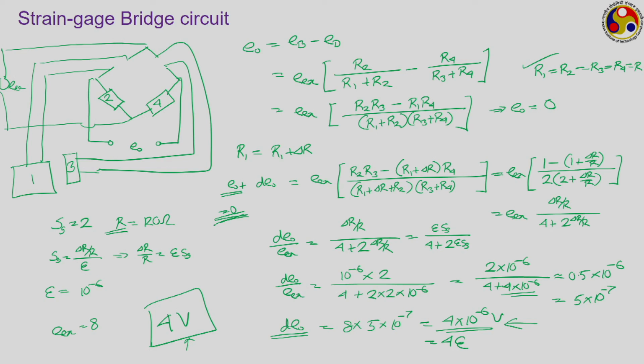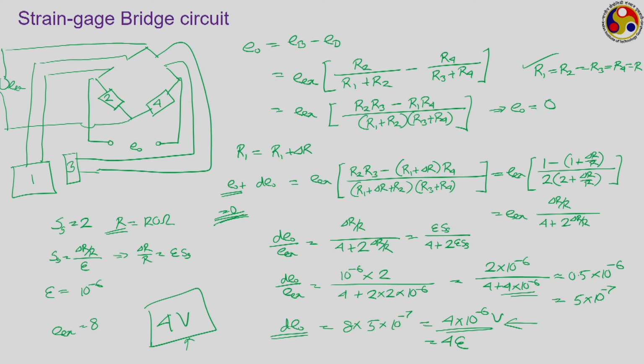Therefore, even a very small change in resistance can be sensed by a bridge circuit like this, and once you are able to sense a small change in resistance, then you can definitely sense that small amount of strain as well, which is of the order of 10 to the power minus 6 in this particular scenario.